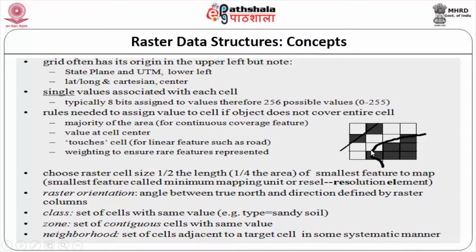What set of classes do you have? When you have cells of the same value, one particular type, maybe sandy soil, then it is called a class. When you have contiguous, that is adjacent, cells of the same value, it is called a zone. If I have cells which are adjacent to a target cell, then it is called a neighborhood. This is how the data structure as far as the raster is concerned is conceived.